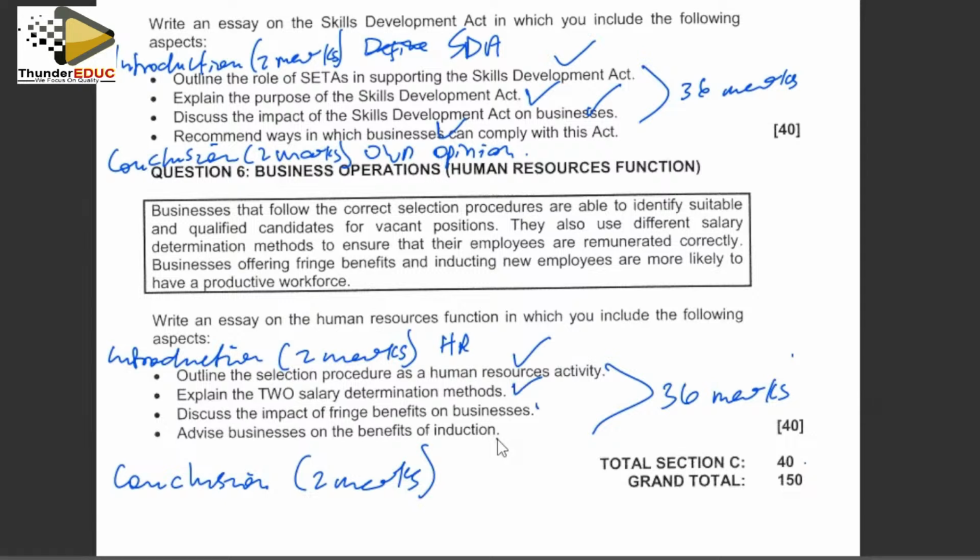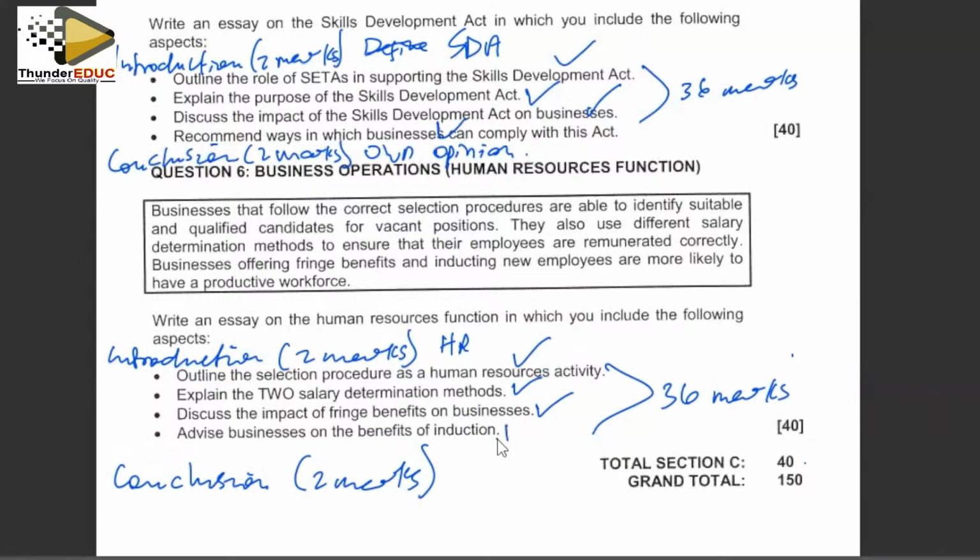So now let's check another bullet where you are expected to discuss the impact of fringe benefits on businesses. Now we are going to check out their impact. One of the impacts is that it increases quality, performance, or productivity. That one is a positive one. Also, it allows new employees to settle in quickly and work effectively.